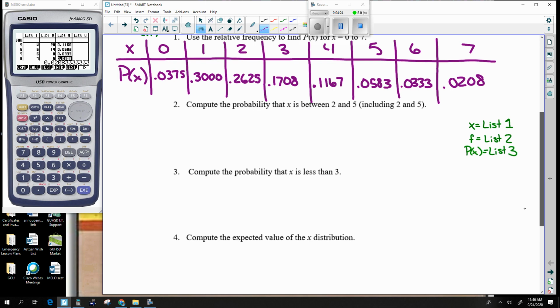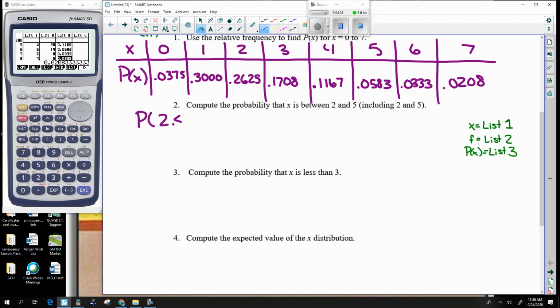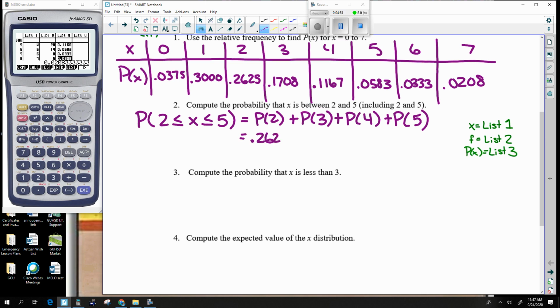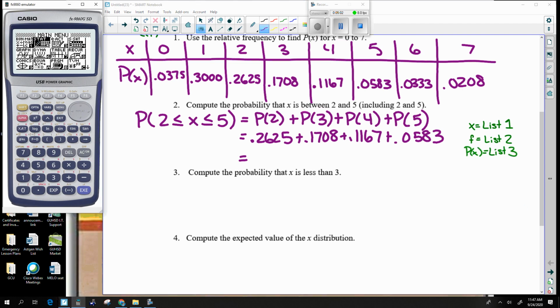Okay, the rest of these problems are just using these probabilities to figure out whatever you need to figure out. So the first one is, what is the probability that x is between 2 and 5? So what is the probability that x is between 2 and 5, including 2 and 5? So that would be the probability of 2, 3, 4, and 5. So we know what those individual probabilities are. Now all we have to do is just physically add them up.